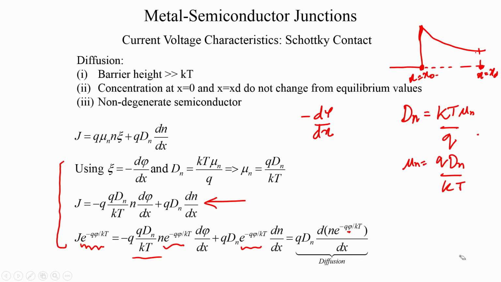So, with this being the current across the junction, we just need to solve this differential equation. So, you have your J e to the power minus q phi by kT equal to this term, and we need to solve this differential equation in order to obtain the current density.